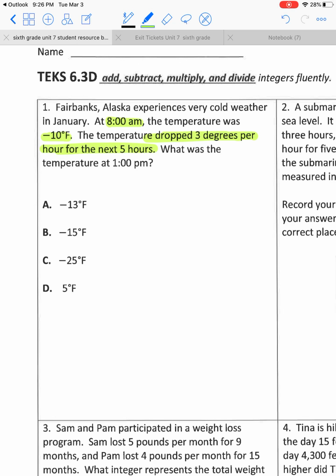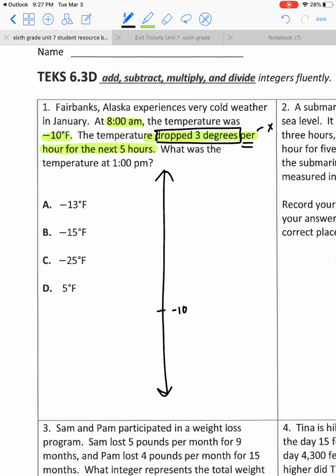I'm always going to tell you this. I love number lines. We literally use them for almost everything. So, draw a number line. Draw your number line here. The temperature was at negative 10 degrees. So I'm going to go ahead and put that it was a negative 10 degrees here. And if it dropped 3 degrees per hour, the keyword here is per. That is a keyword for multiplication.